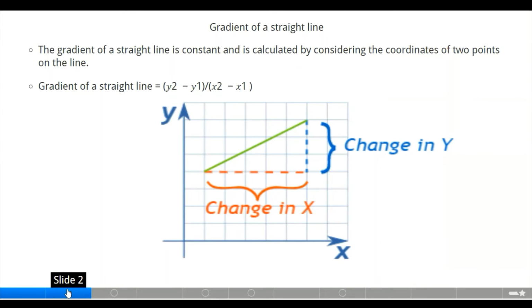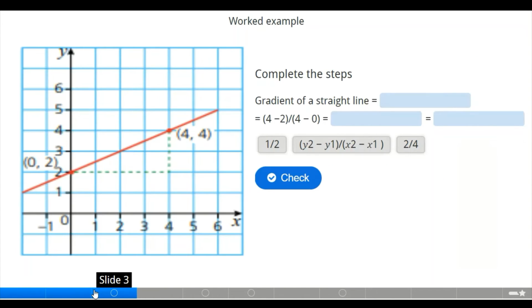The gradient of a straight line is constant and is calculated by considering the coordinates of 2 points on the line, which are X and Y. So the gradient of a straight line is calculated by change in Y divided by change in X. That is the change on the Y axis divided by the change on the X axis, which is Y2 minus Y1 divided by X2 minus X1. Now we have a worked example.